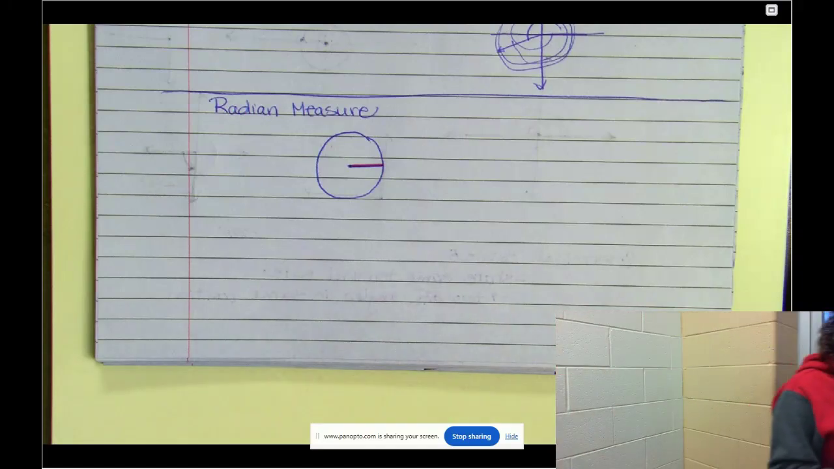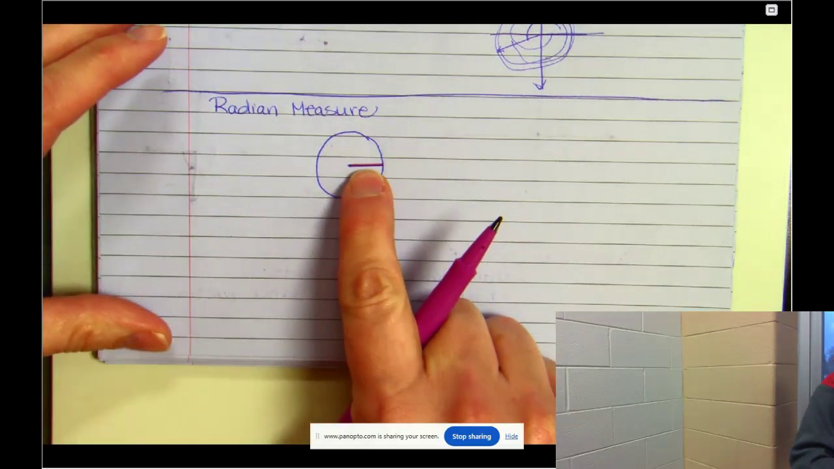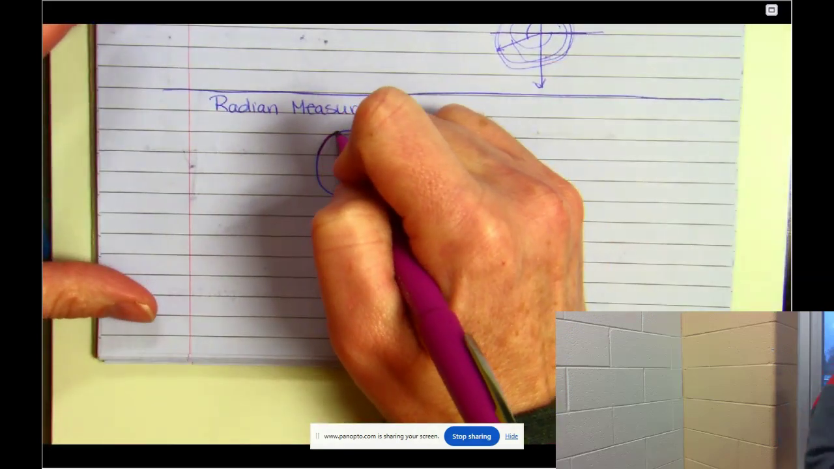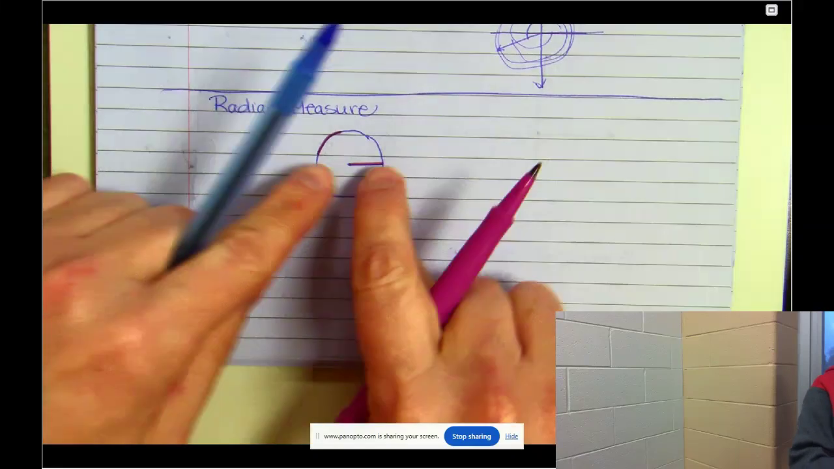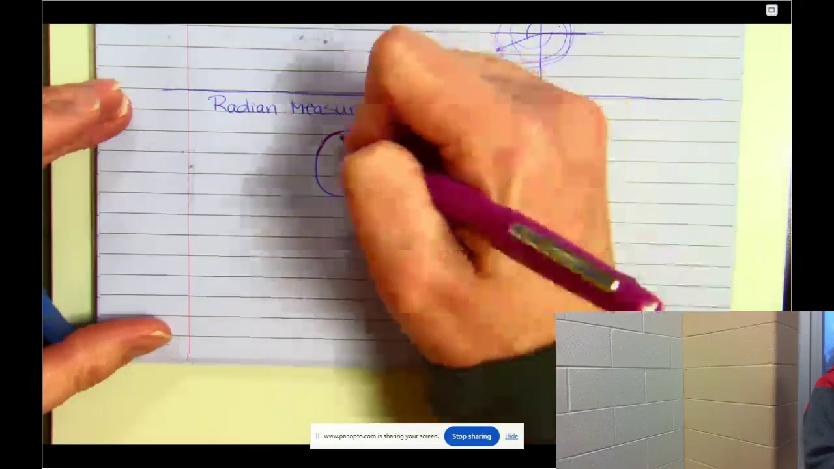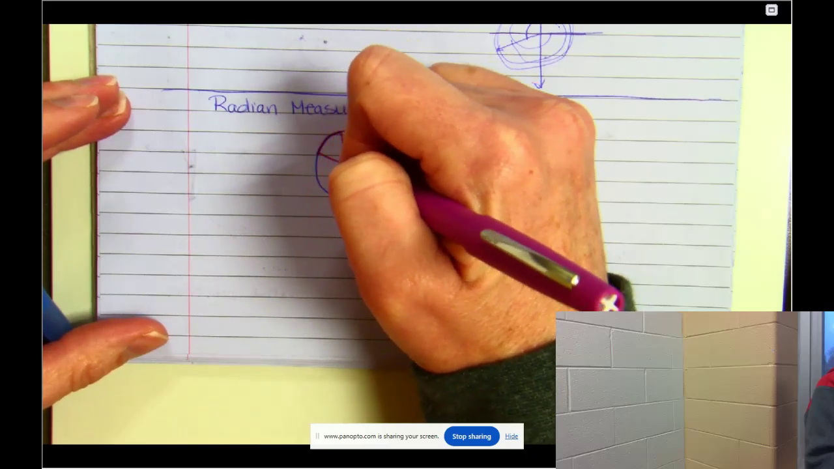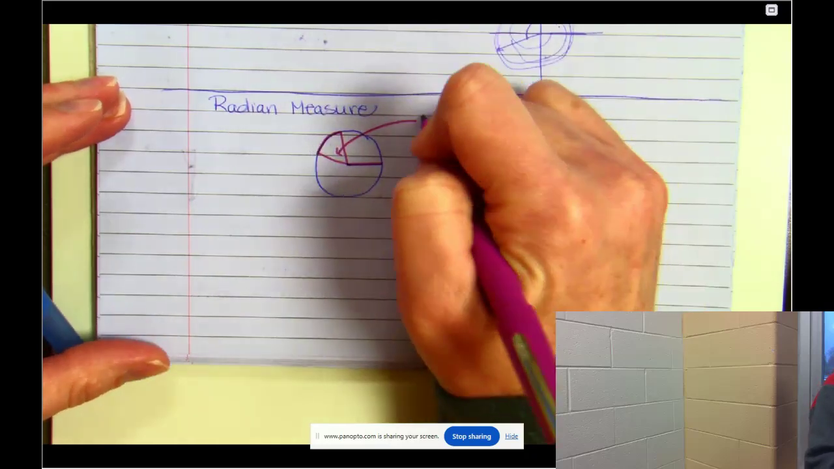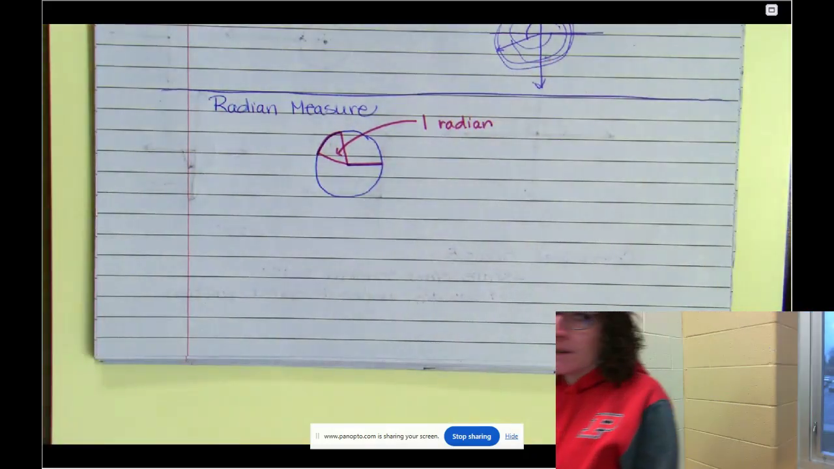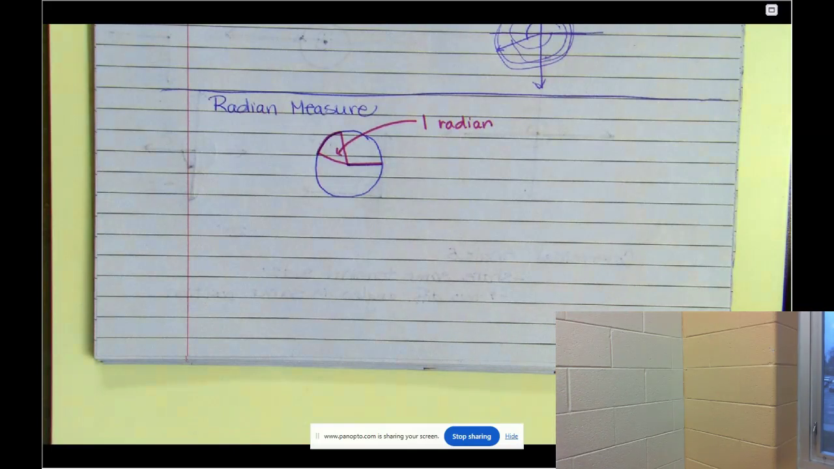So imagine if we took this radius and we could bend it and lay it along the outside of the circle. Okay, so pick this up and stick it along the circumference. This measurement right here is 1 radian. Okay, so I'm going to explain it again. I don't really think it's worth writing down, but a radian happens if you take the radius of a circle and you lay it around the outside. That arc measures off 1 radian.